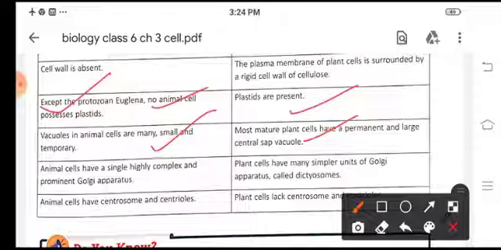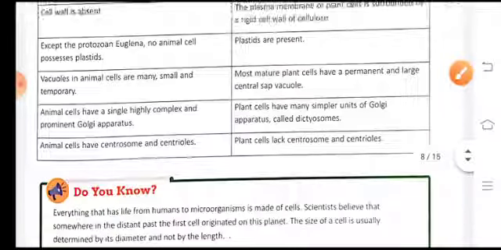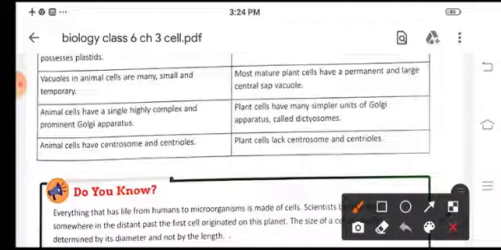Animal cells have highly complex and prominent Golgi apparatus, whereas in plant cells, they have simpler units of Golgi apparatus, known as dictyosomes. In animal cells, centrosome and centrioles are present, whereas in plant cells, centrosome and centrioles are absent.